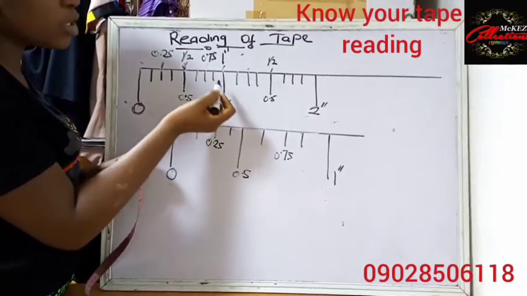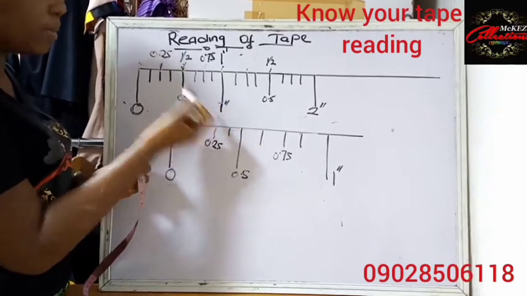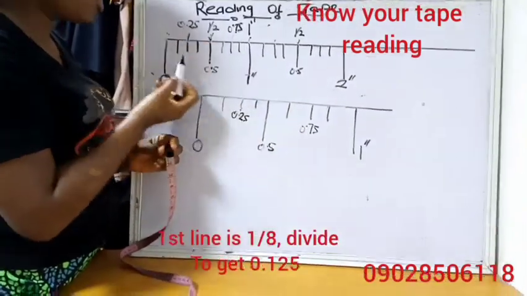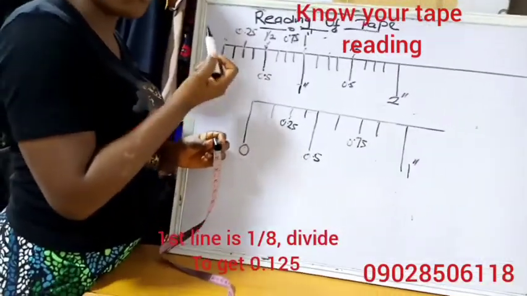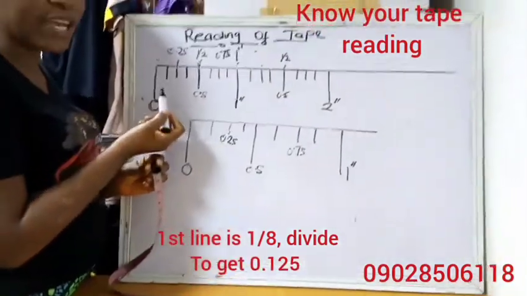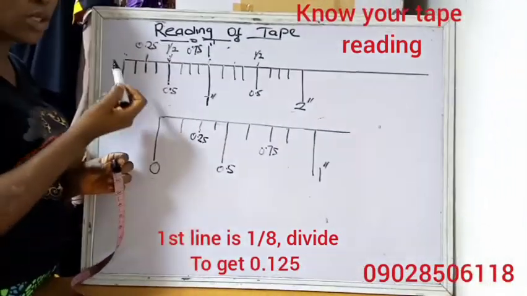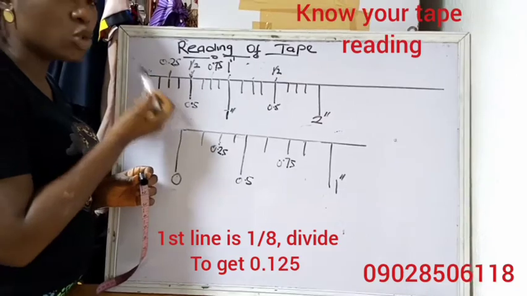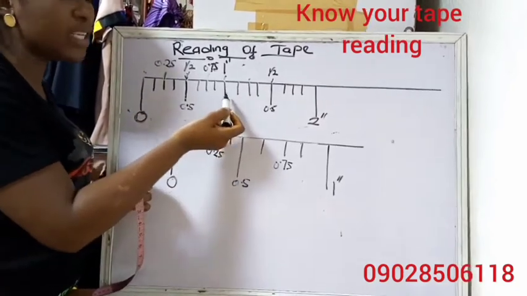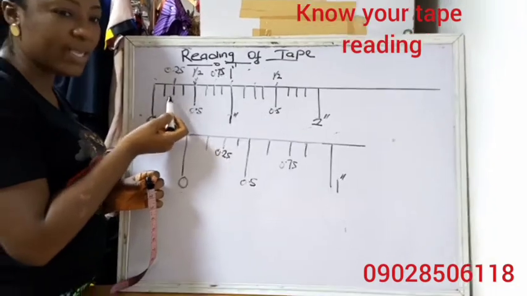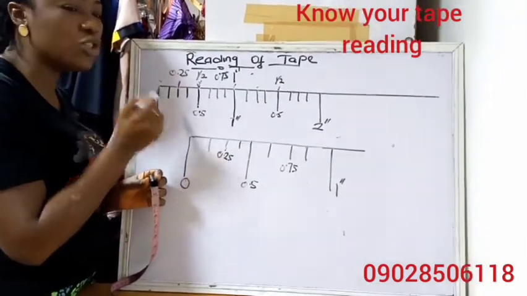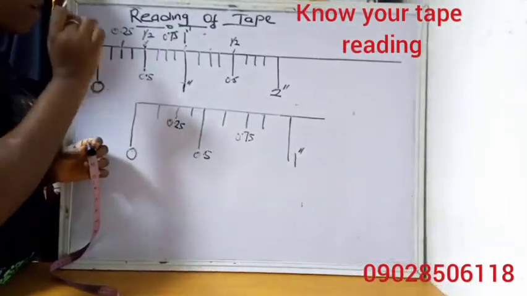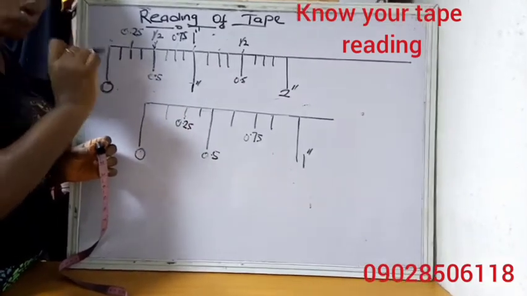Now, let's divide it so you understand what I'm talking about. This line is 8. 1, 2, 3, 4, 5, 6, 7, 8. So the first line is known as 1/8. If you divide 1/8, get your calculator, you will have 0.25. The second line is 2/8. Remember, the whole line to 1 inch is 8. So the second line is 2/8. If you divide 2/8, you will have your 0.25, or your 1/4.